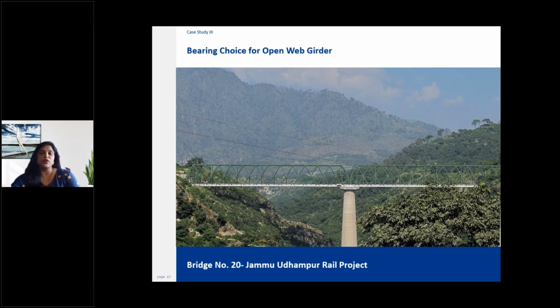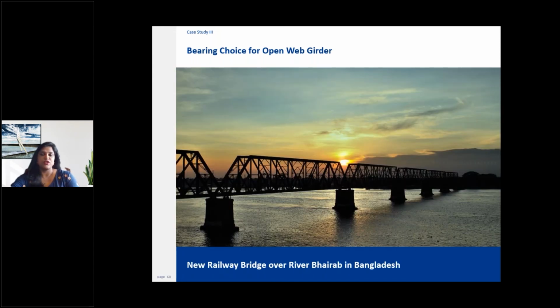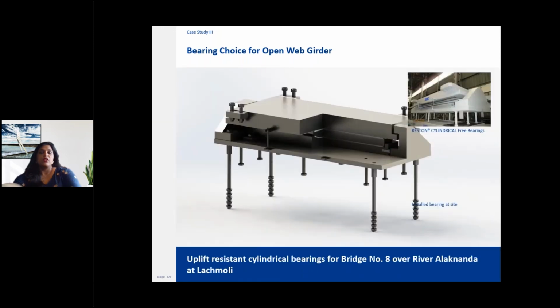A similar solution was also provided to the Bhairav Bridge, or the second Bhairav Bridge in Bangladesh. Now, cylindrical bearings, like I said, have many advantages similar to spherical bearings, and they can also be customized to provide uplift resistance too. Cylindrical bearings with uplift resistance were recently supplied to bridge number 8 at Lachmoli over river Alaknanda in Uttarakhand state. We also discussed this bridge a few slides ago. So these are some of the latest developments.